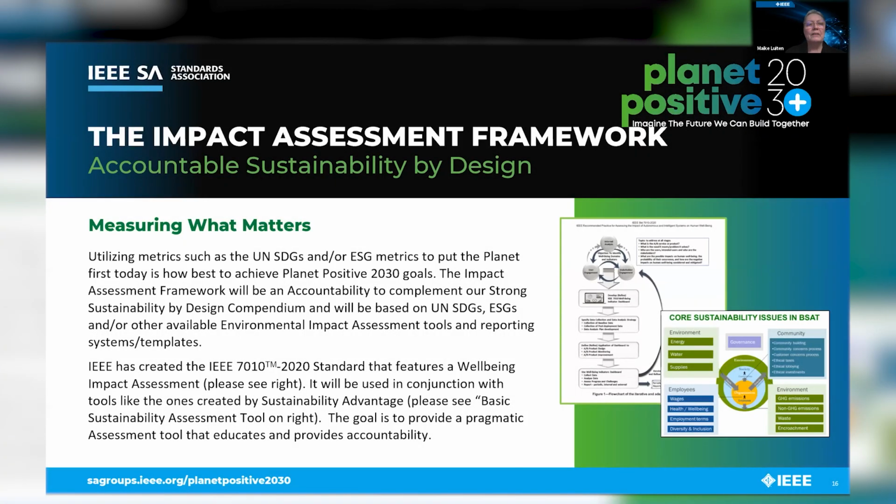And the second part I talked about was the accountable sustainability by design. We have identified one tool so far. Well, they have actually identified a few others, but this one is a key one. And it's called a basic sustainability assessment. It is aimed at small and medium-sized enterprises to track their course through becoming more sustainable in their practices.